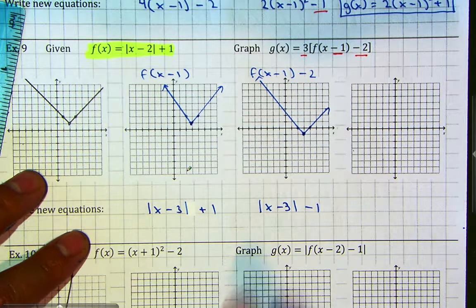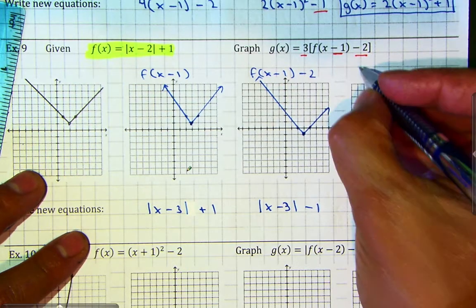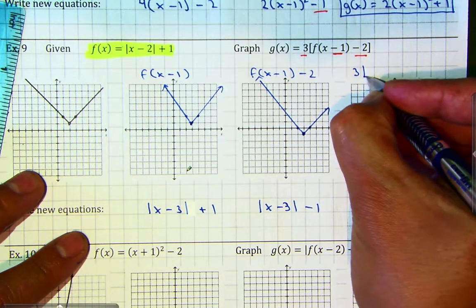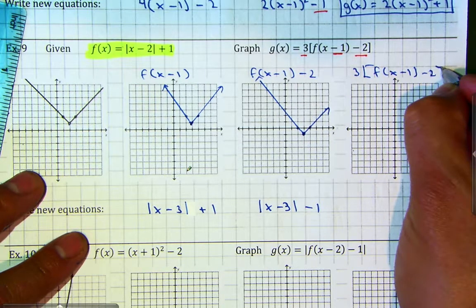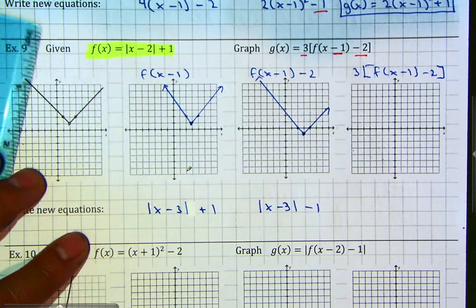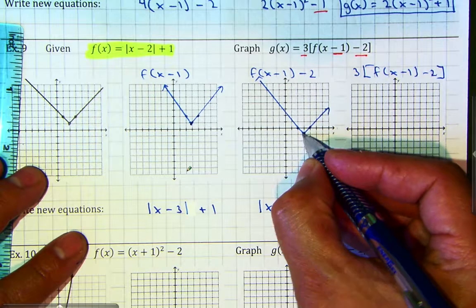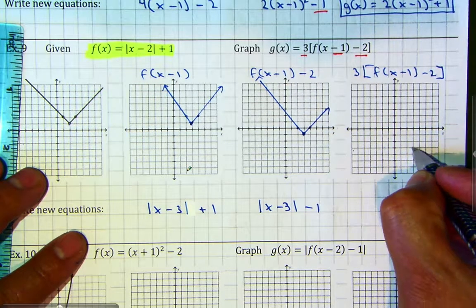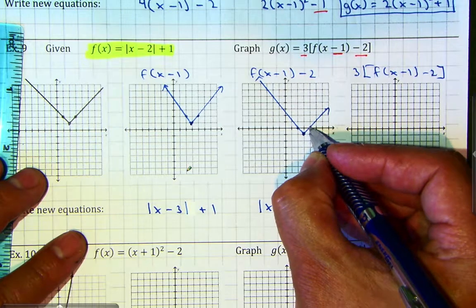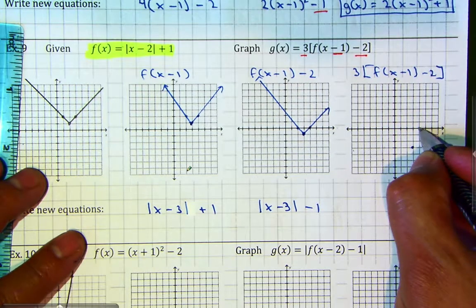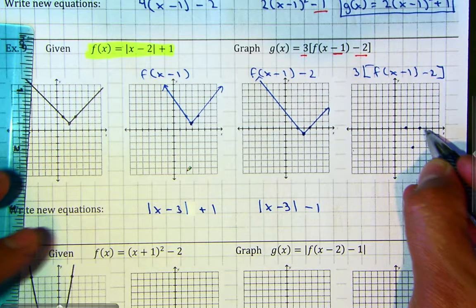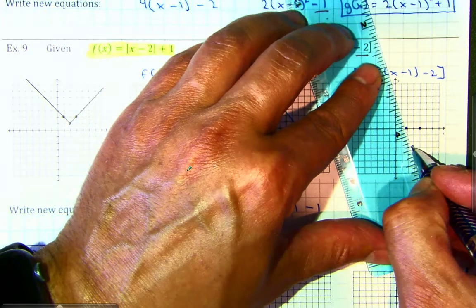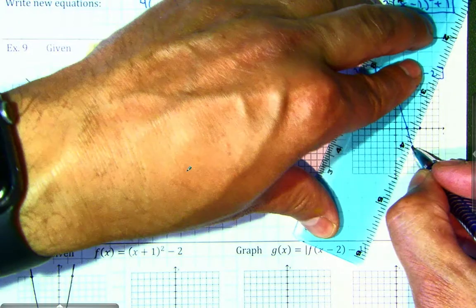And the last, we're going to multiply by 3. So now it's going to be 3 times f of x minus 1 minus 2. So each of the y values can multiply by 3. This is -1, so now it's going to be -3. This is 0. 0 times 3 is 0. This is 0 for the y value, so now 0. So now each of the y values can multiply by 3.